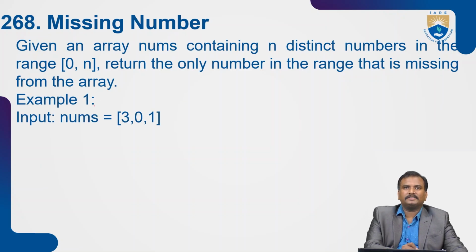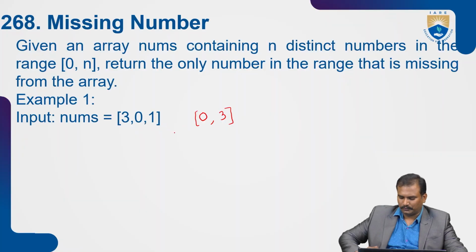Let us consider example 1, nums array equals [3, 0, 1]. Here we have 3 numbers in the array, so the range is from 0 to 3. Between 0 to 3, we need to find the number which is not available. Here 0 is there, 1 is there, 2 is not there. So our output is 2.